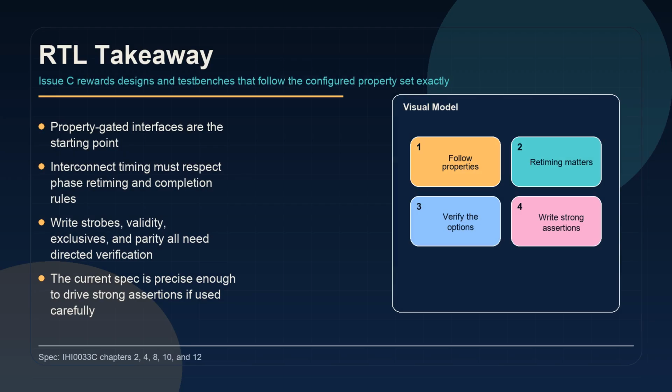The RTL takeaway is that Issue C gives you a much clearer implementation contract than the earlier issues. But it only helps if your design and verification flow actually follows the configured property set instead of assuming one universal interface.